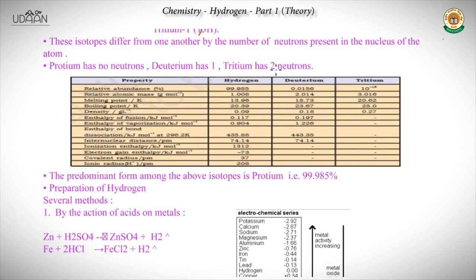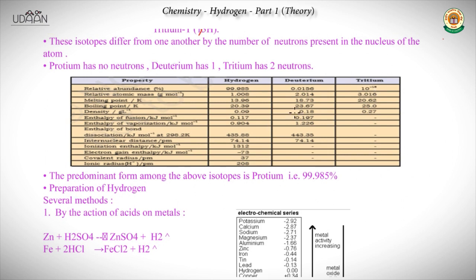This table shows us some properties and their values. The first one is relative abundance. For hydrogen it is almost 99.985, a very high number. Hydrogen is the most abundant of these three, deuterium is very small, and tritium is negligible, almost rare. We cannot find tritium easily.